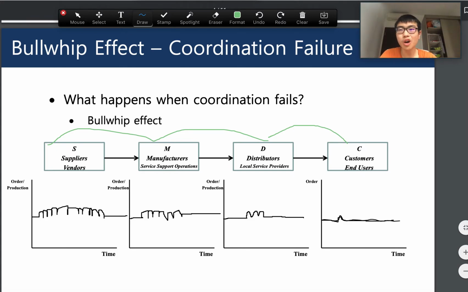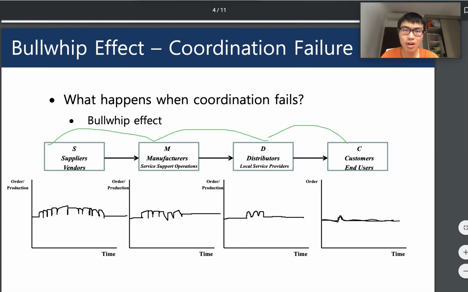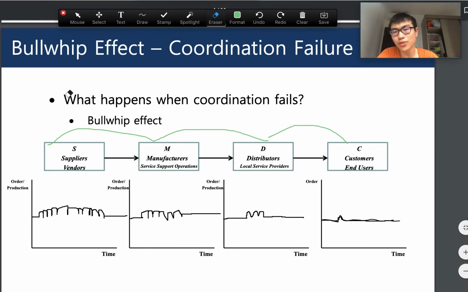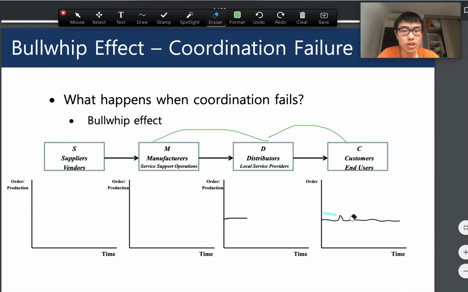So how can we solve this bullwhip effect? How can we ameliorate it? How can we improve on this effect? The answer is we have to gather more accurate information. Because once we have this kind of effect, it's important for us to gather accurate information.